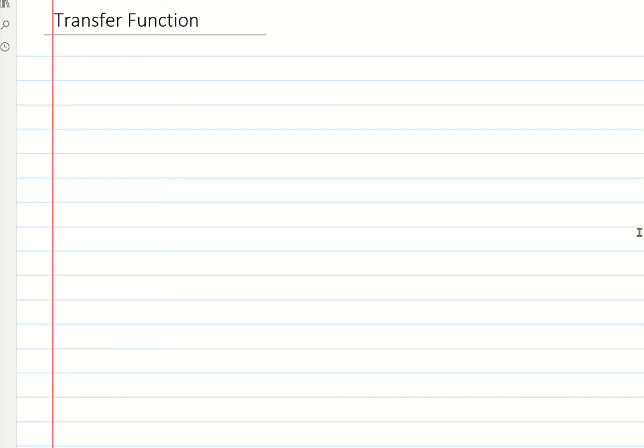This is chapter 2 of our discussion of EE130, feedback control system. So we're done with chapter 1, the review for Laplace transform. So chapter 2 will be about transfer function. So what is a transfer function?